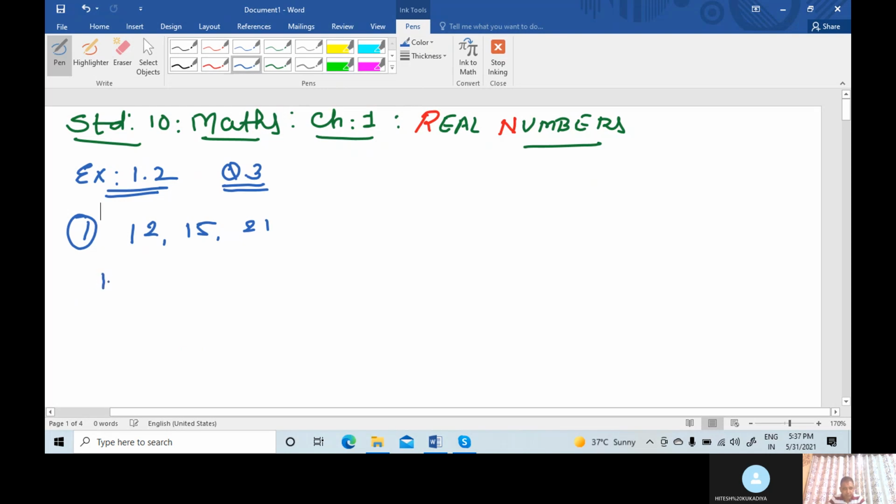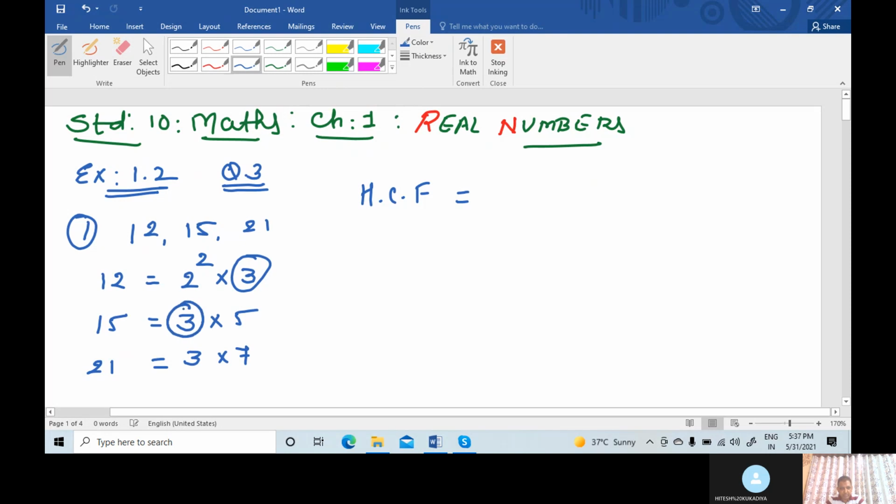First method: first we factorize 12, which is 2 squared multiplied by 3. 4 threes are 12. Then 15 is 3 times 5. Then 21 is 3 times 7. Is that clear? Now we find the HCF, the highest common factor. Which factors are common in all three numbers? Only 3.